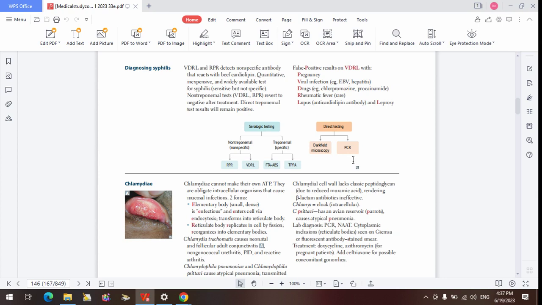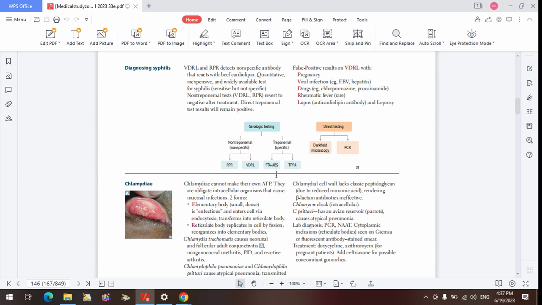Is it clear to us? Yes. All right. So is the FTA-ABS the same as the TPHA? No, they are different. They are different, but they use the same mechanism. Your FTA, what you are doing there is that the antigen component of FTA is the whole organism of treponema, the whole organism. You obtain the whole organism, then you culture it with the serum.